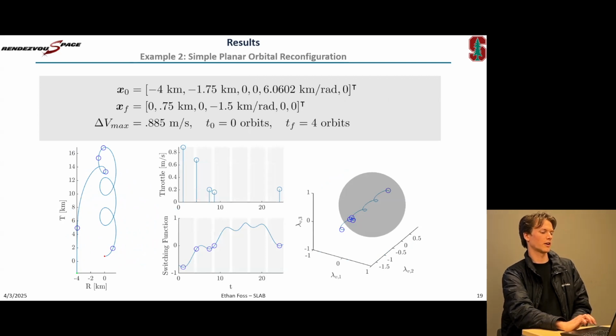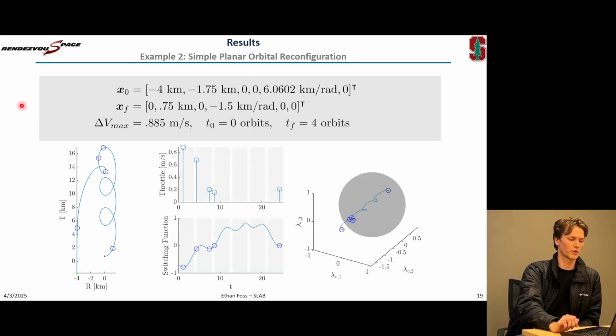So now let's look at a simple planar orbital reconfiguration problem. You can see we start down here, and then over the sum of these impulses, we end up at our final desired state. And you can see the throttle profile here. We cap out at the first time window. And then at the second time window, we produce two impulses that are less than the total impulse requirement. And here we can see what the co-states look like over time.